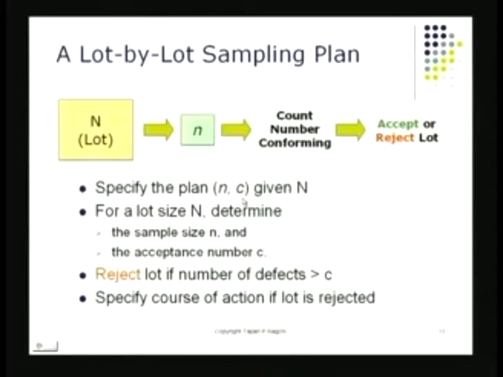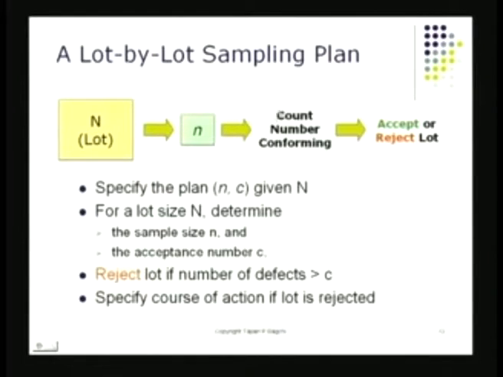And then there's a control number, C. C is a control number. If the number of defectives in these n items exceeds C, I will reject this lot. And if the number of defectives in this sample goes only up to C but no more, I will accept the lot.